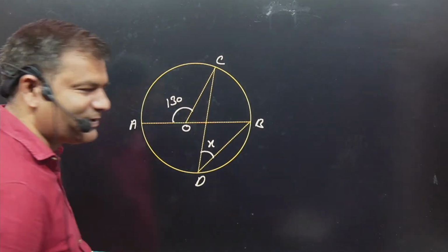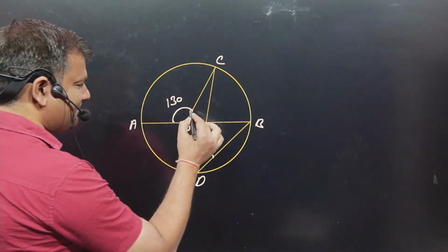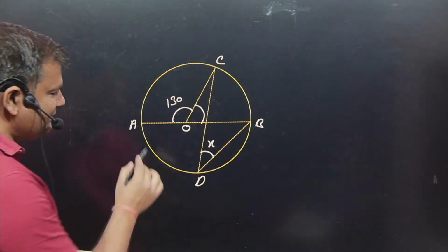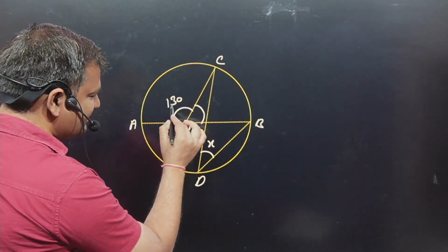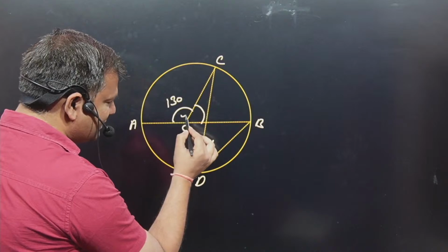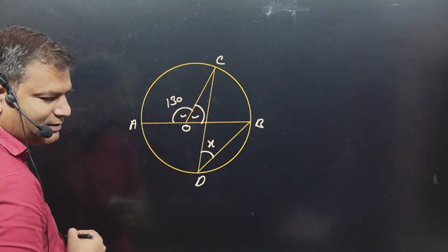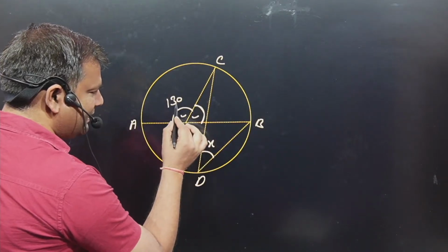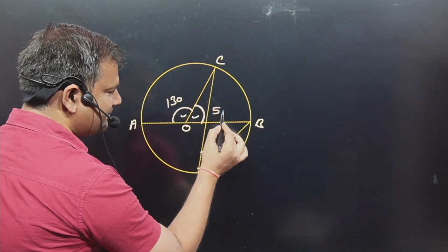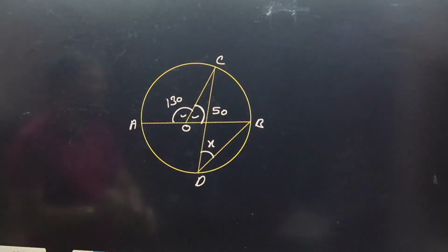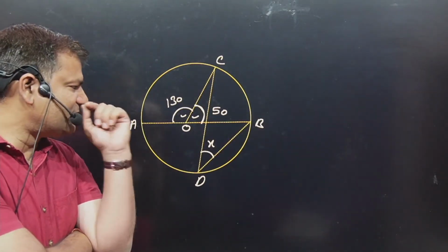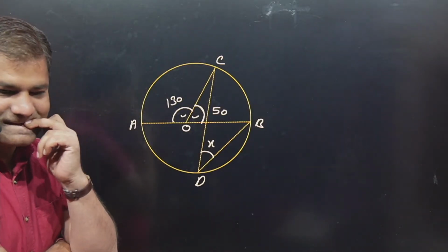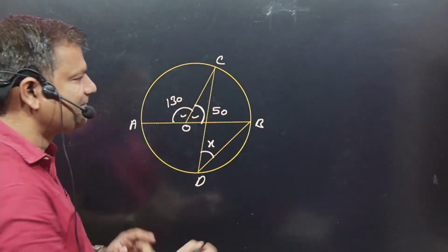Basically, this one is very simple. Look here. What about that angle? If this one is a straight line, and this one is 130, the sum of these two angles is 180. So that angle is 180 minus 130, which is 50 degrees. Clear? You can find a relation between these two angles. Look, you can find a very easy way.